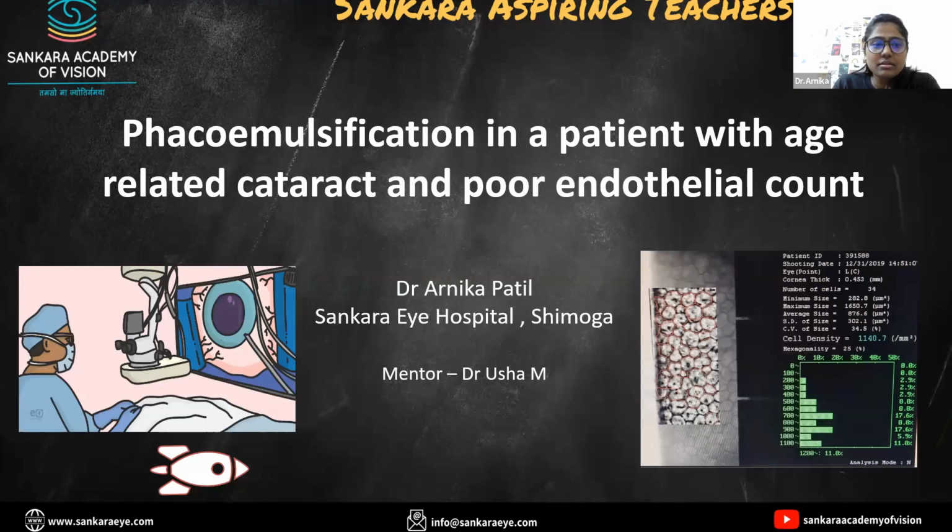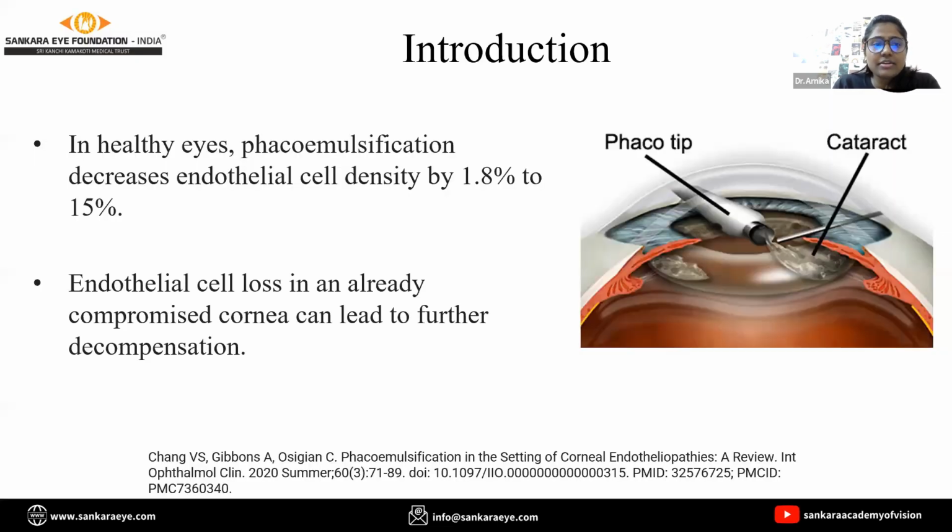Good evening, everyone. My topic for presentation today is phacoemulsification in a patient with age-related cataract and poor endothelial count. Introduction: in healthy eyes, phacoemulsification decreases endothelial cell density by 1.8 to 15%. Endothelial cell loss in an already compromised cornea can lead to further decompensation. Hence, it is very important to evaluate it.